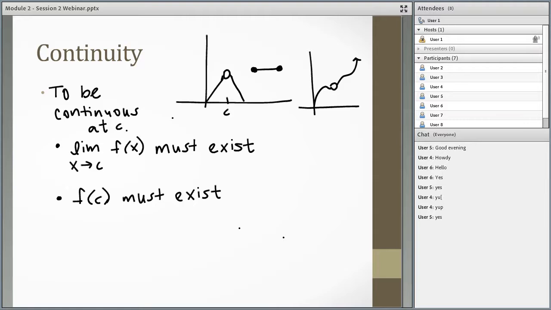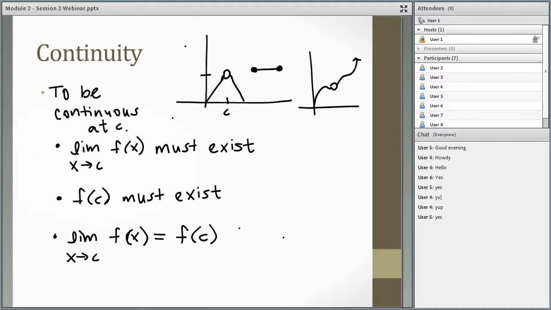So for example, if this was c on the graph that I drew earlier, f of c doesn't exist because f of c would be right here and there's a hole in the graph, which means that doesn't actually exist right there. And the last criteria is that those two have to be the same. So the limit as x approaches c of the function f of x has to be the same thing as if you just plugged in c for the function. So the direct substitution worked, basically.